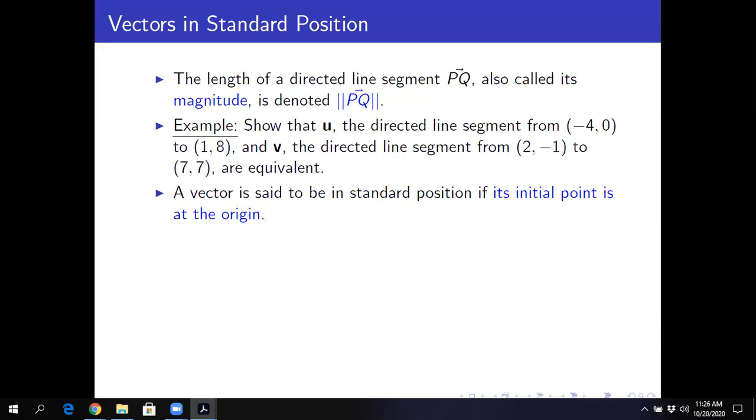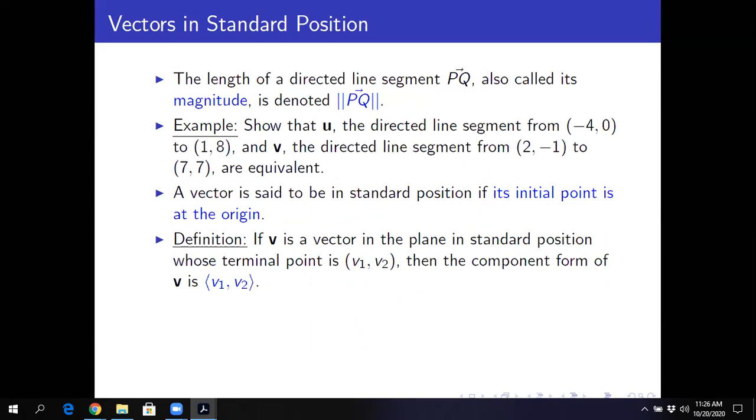Let me get rid of this. A vector is said to be in standard position if its initial point is at the origin. Okay? If V is a vector in the plane in standard position with terminal point V1, V2, what I'm saying here is it's emanating from the origin. So this is V1, this is V2. Okay, so there's the terminal point right there. I draw this. I'm going to call this vector V, and then I write this as <V1, V2>, just like I was saying earlier. Okay?